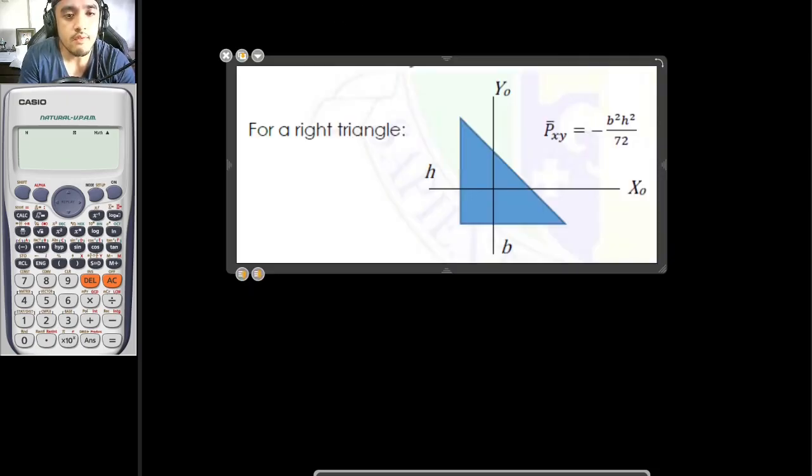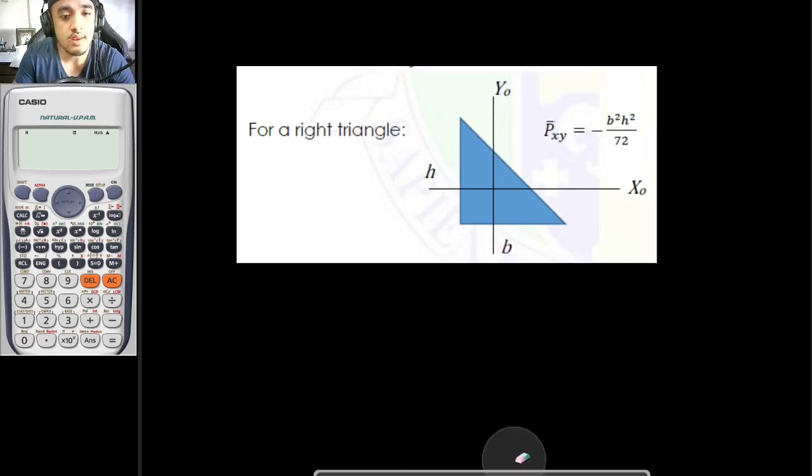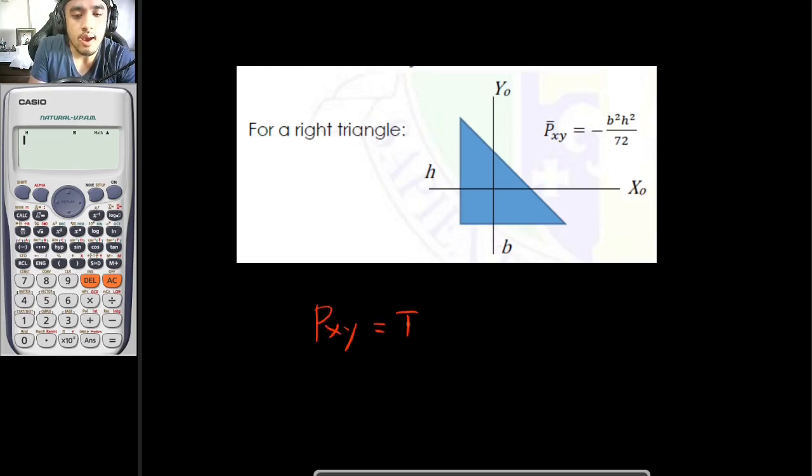But what if we have a section that is not symmetric to the axis? Just like in this right triangle right here, if this is your centroidal axis, and this is your centroid, the product of inertia wouldn't be 0. So if you apply this formula, which is Pxy or Ixy, let's indicate here a bar. This bar indicates that this is the product of inertia about the centroidal axis.